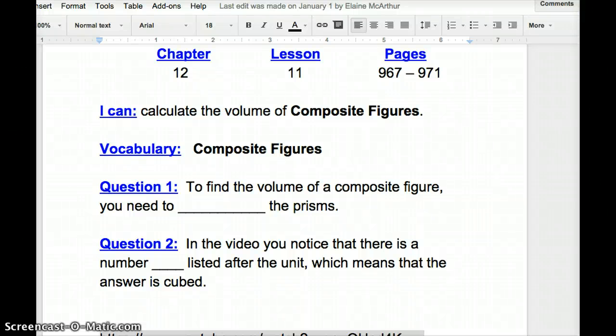Today's lesson is Chapter 12, Lesson 11, on pages 967 through 971. Our objective is: I can calculate the volume of composite figures. Vocabulary: composite figures. Question 1.